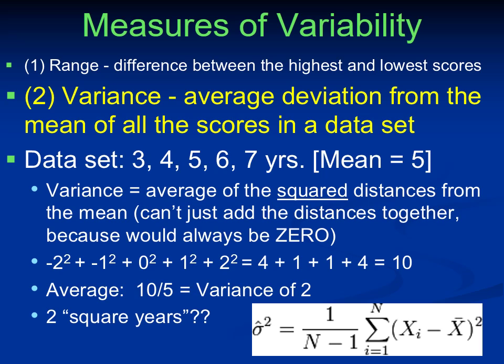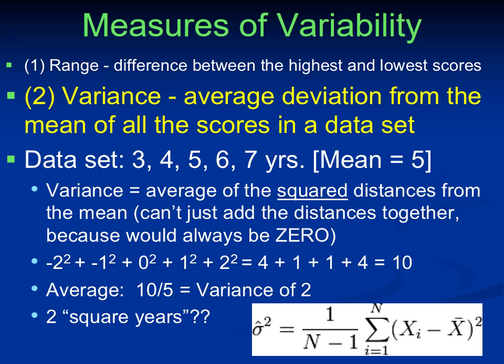So if we were going to use just the straight deviation from the mean to try to calculate our variance, what would we get? We would get, okay, this value is -2 away from the mean. 3 is -2 away from the mean. 4 is -1 away from the mean. 6 is +1 away from the mean. 7 is +2 away from the mean. If we add all those together, -2 plus -1 plus 1 plus 2, we've added them all together, and what did we end up with? 0. That doesn't tell us anything about variance.